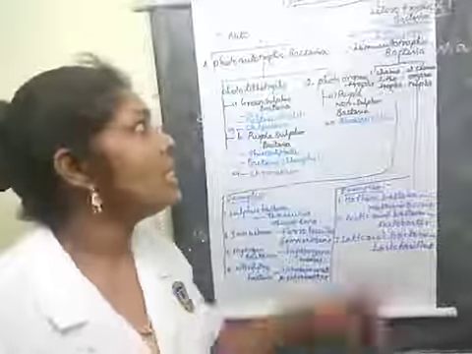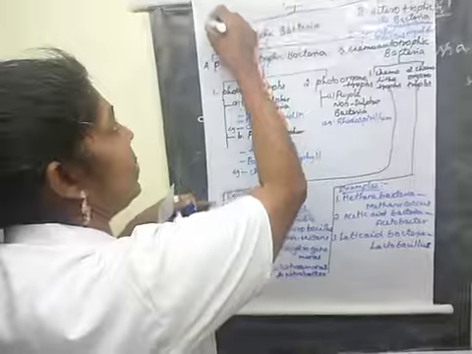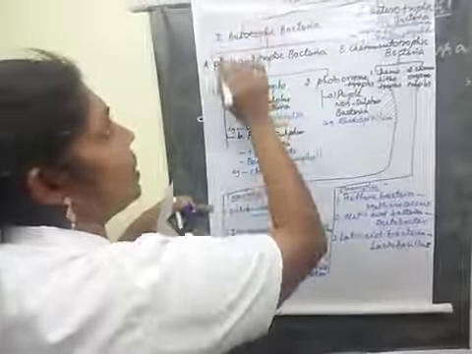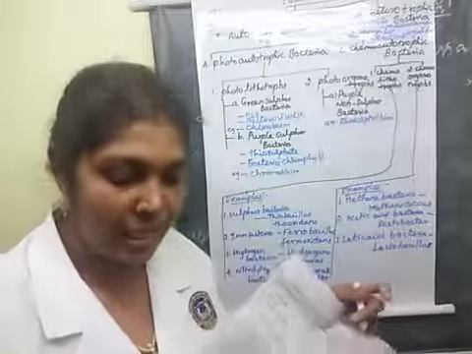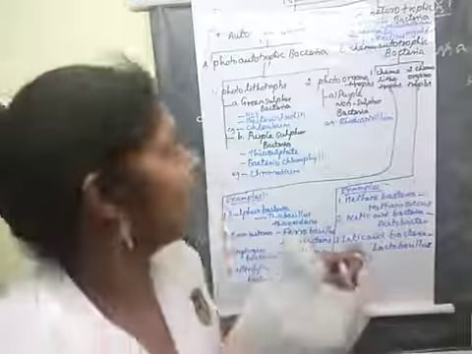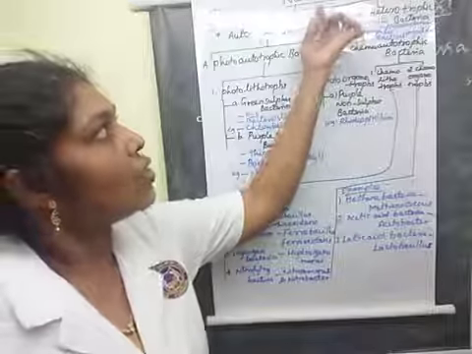Lactobacillus. Clear, children? This is one of the very important 5-mark questions. Write an account of nutrition in bacteria. If they ask this 5-mark question, write it. Once again, I will repeat this one.